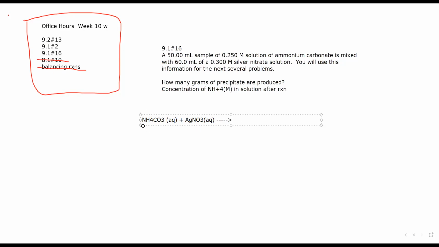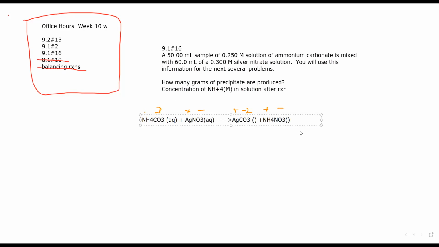NH4 ammonium is going to be our cation. We'll switch that with our Ag, which is our other cation. So we're going to AgCO3, and we're going to get NH4NO3. Do our charge checking to see if our compounds are good. Ammonium is a plus, carbonate's a -2. Ag is a plus, nitrate's a minus, Ag is a plus, carbonate's a -2, NH4 is a plus, nitrate's a minus. So from this, I can tell I need to fix a couple things.